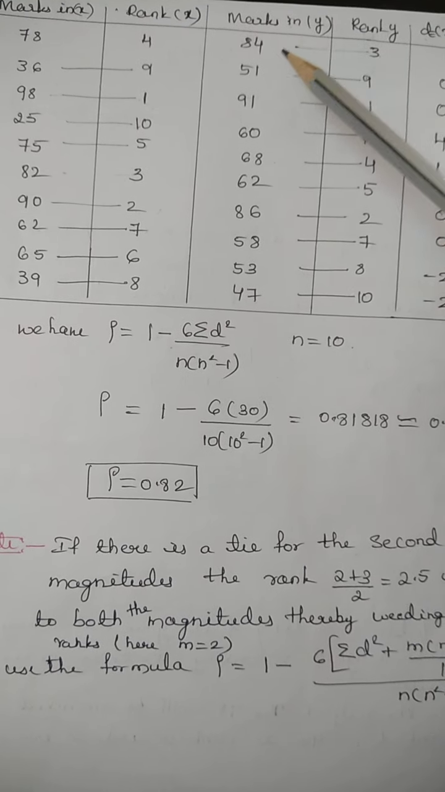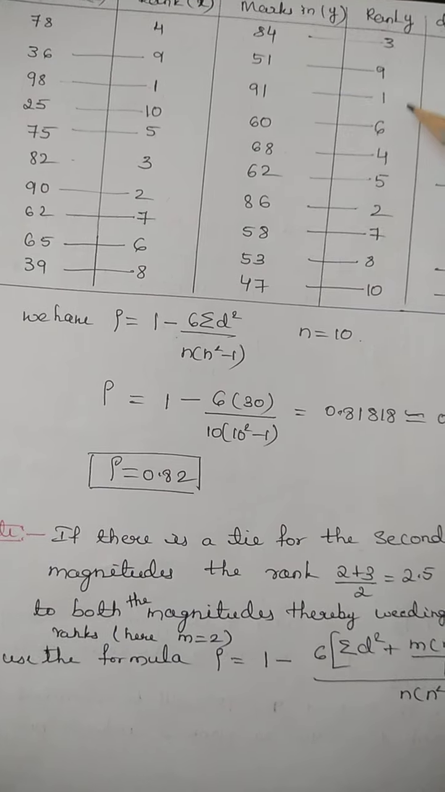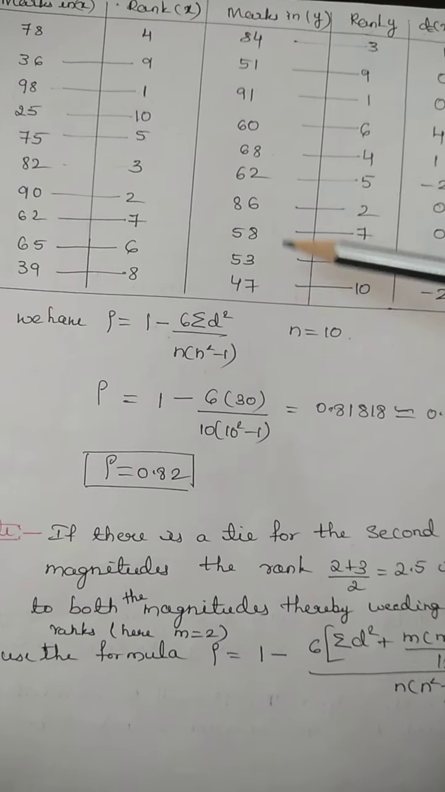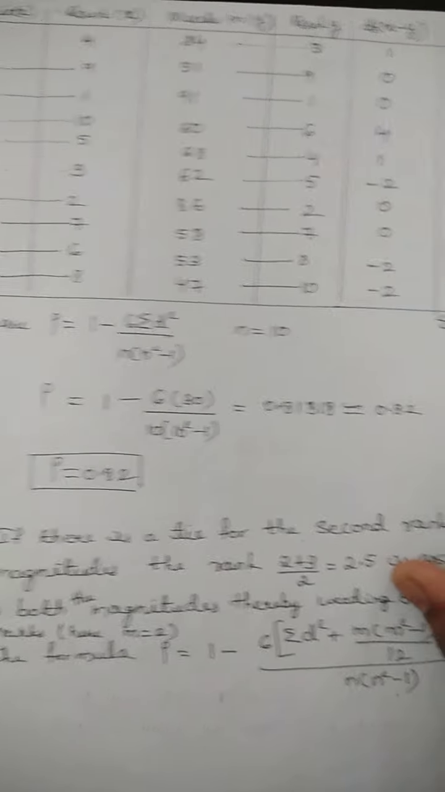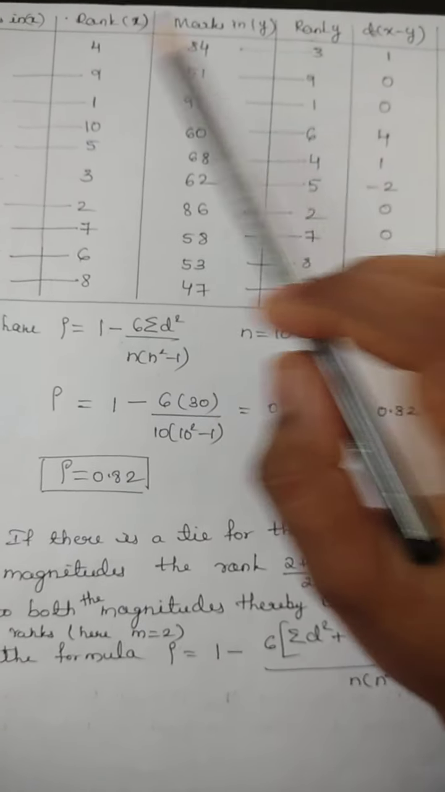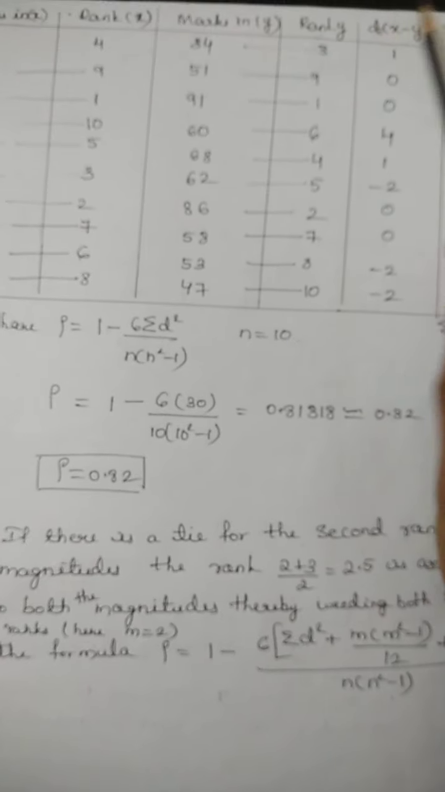Now for the marks of y, first rank is 91, second rank is 86, third rank is 84, fourth rank is 68. This way you have to assign a rank. Now the next column will be what? x minus y. We have to subtract these ranks, and it is denoted as D.